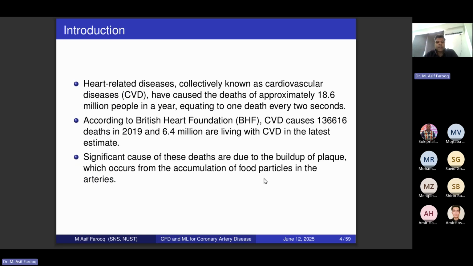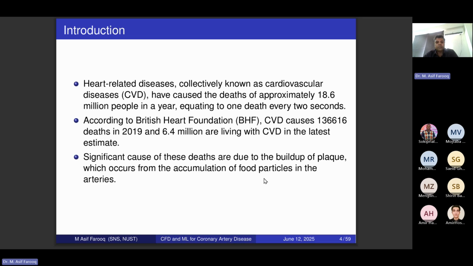Unfortunately, there are many heart-related patients in the world, and they are increasing day by day due to lifestyle. Approximately 18.6 million people die due to heart-related problems. We commonly call the disease related to the heart problem CVD, cardiovascular disease. That is the common name that we use in the scientific community.